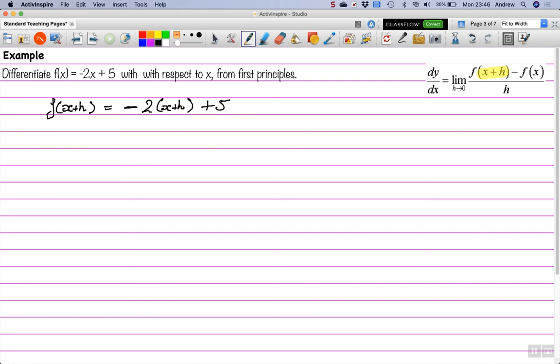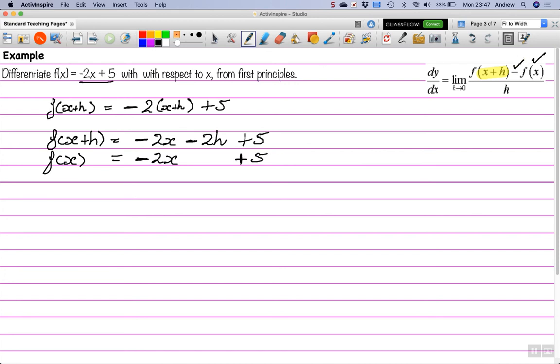Now we expand this out. So f of x plus h is going to become minus 2x minus 2h plus 5. And then you've got to learn that we then go to here. So we write f of x underneath it. So there's f of x. And what does f of x equal? We go back to the original question, and f of x is minus 2x plus 5. So there's minus 2x. Remember the trick, we write them underneath their corresponding values.